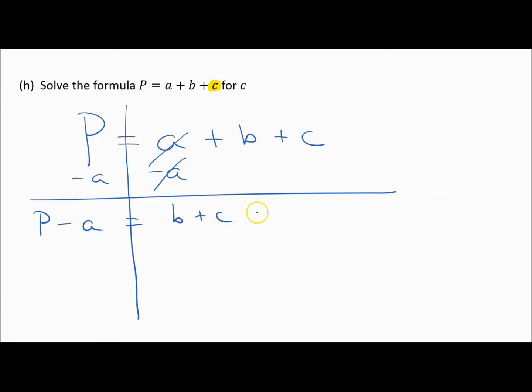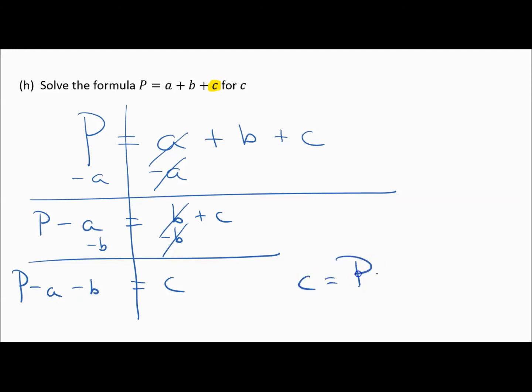Now remember, the goal is to get the C by itself. So I don't want to do anything with C. I want to do something with the B. How do I get rid of it? Once again, I subtract. So this B and this B cancel. On the right, I have what I need, which is C all by itself. And on the left, I can't subtract B from P minus A because they're not like terms. So the best I can do is write P minus A minus B. And that's my formula. C is equal to P minus A minus B. And that's the final result.